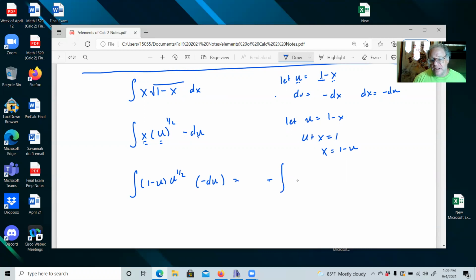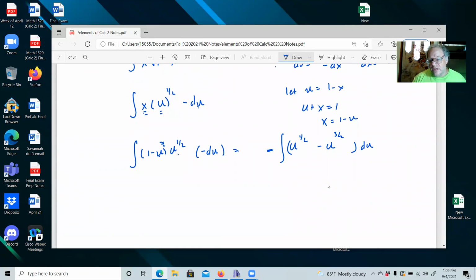So this negative is going to come outside. u to the 1/2 times u to the 1/2. The bases are the same, we add the exponents, so that's a 3/2. Now we're just going to go through it. This is not so bad. So it's going to be negative, u to the 1/2 minus u to the 3/2. If we add 2 over 2 here to do our integration, minus, this is u to the 3/2 over 3/2, minus u to the 3/2 plus 2/2, that's 5/2 over 5/2. Plus c.